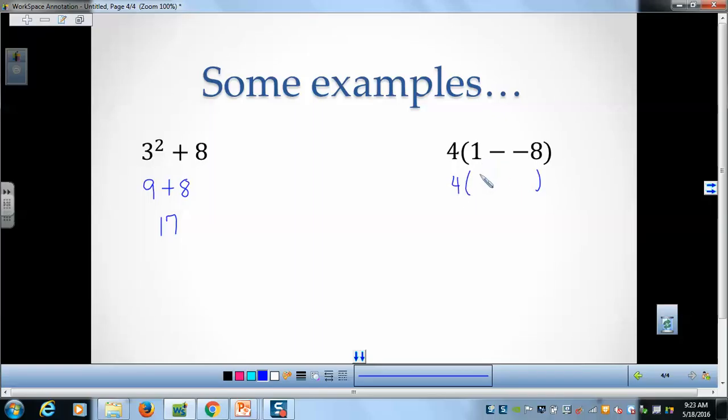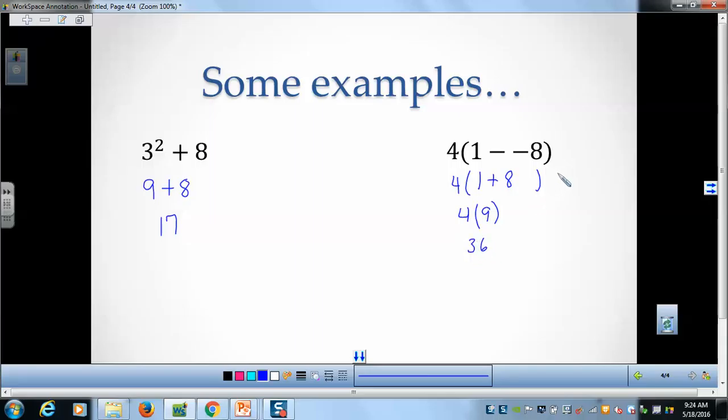So we have the 1, and then what we should know by now, and hopefully you're feeling pretty comfortable with it, is that a negative times a negative is a positive number, and then we just bring down the 8. So now we want to perform the operation within our grouping symbol, which is addition. I'm going to keep the 4 on the outside, so 1 plus 8 is 9, and then I get 4 times 9, which is 36.